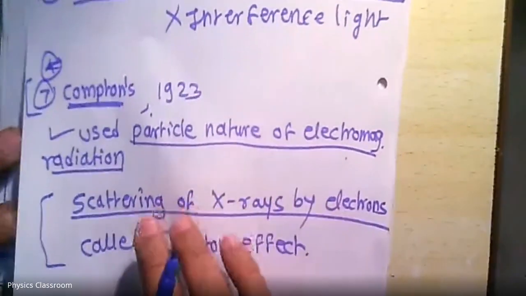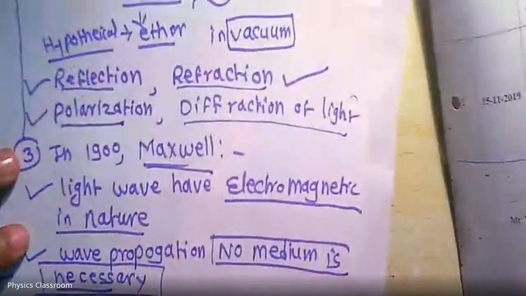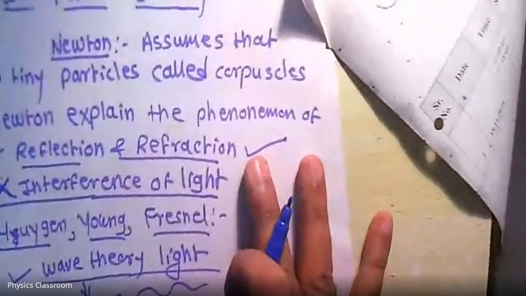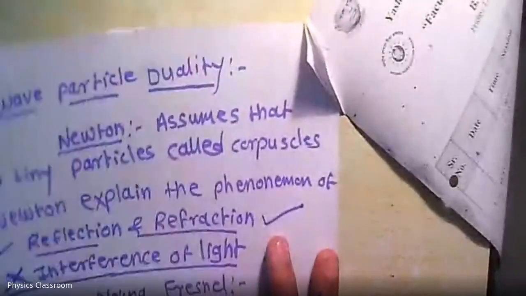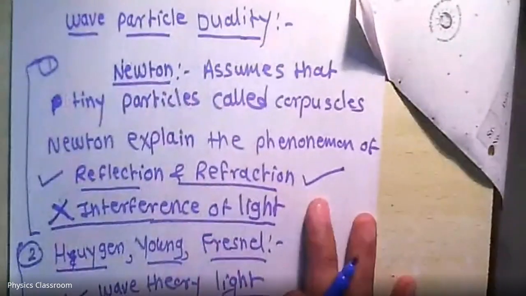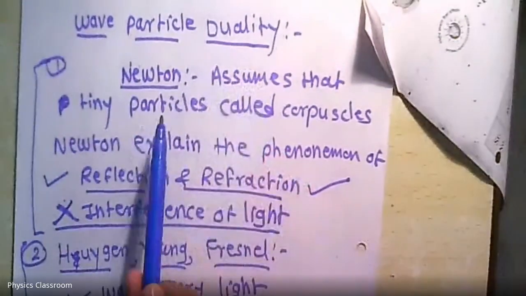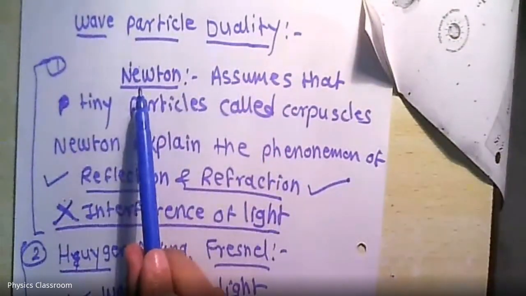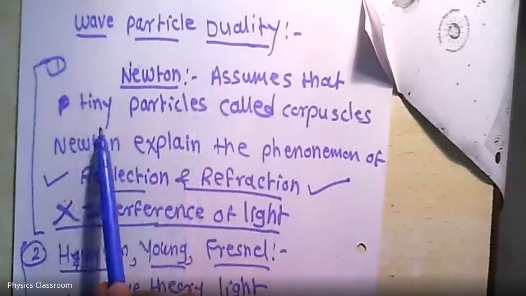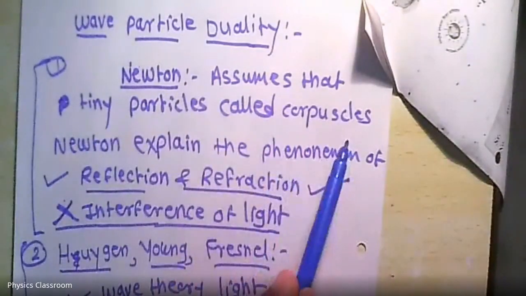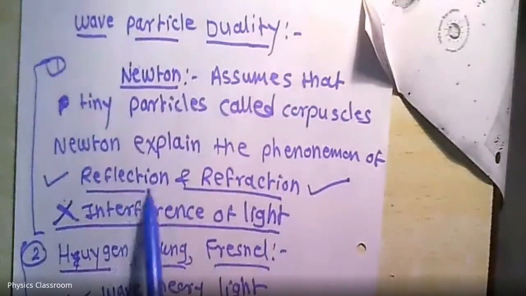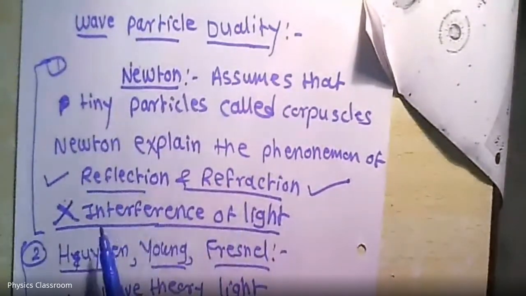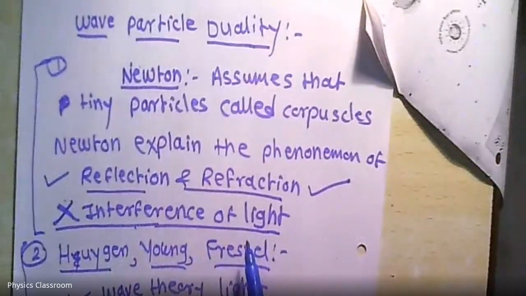Firstly, I have explained the previous points in short. First, in wave particle duality, the first scientist is Newton. Newton assumed tiny particles called corpuscles, and explained the phenomenon of reflection and refraction, but he could not explain the interference of light.